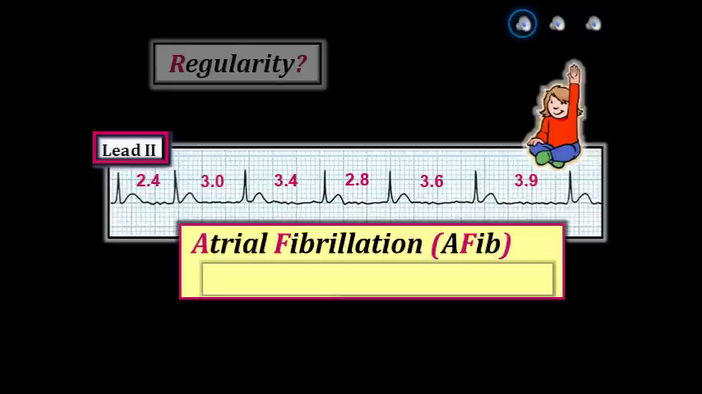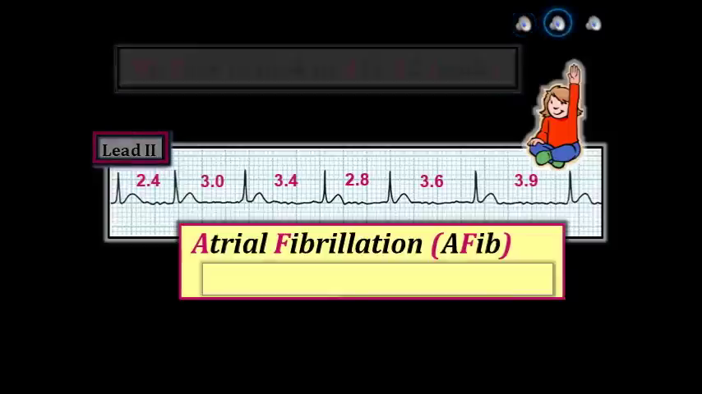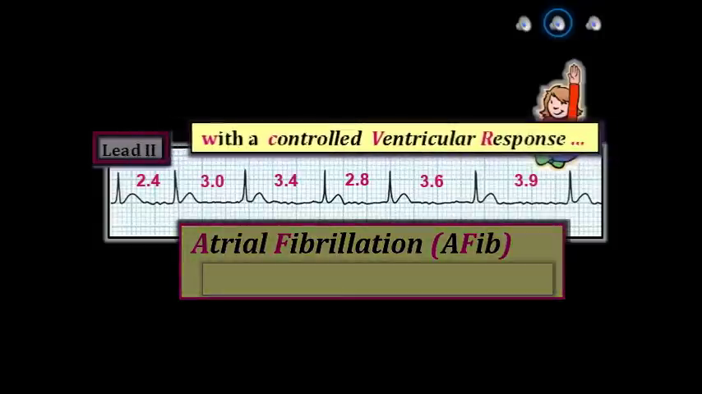Note, be sure you have looked at all 12 leads on the ECG before you diagnose the rhythm as AFib. This is because atrial activity may sometimes only be seen in other leads. Note also that simply saying this rhythm is AFib is an incomplete answer. We need to also include mention of the ventricular response. In this case, the complete answer would be AFib with a controlled ventricular response.